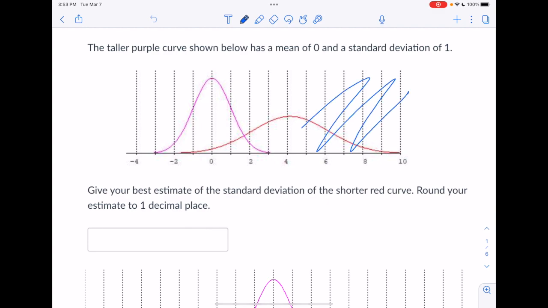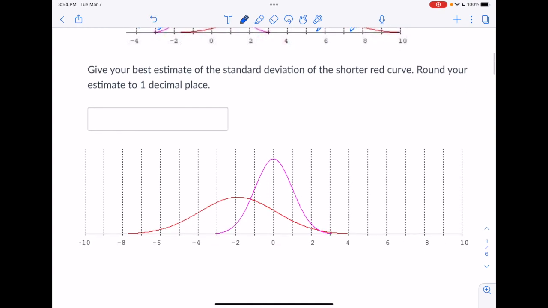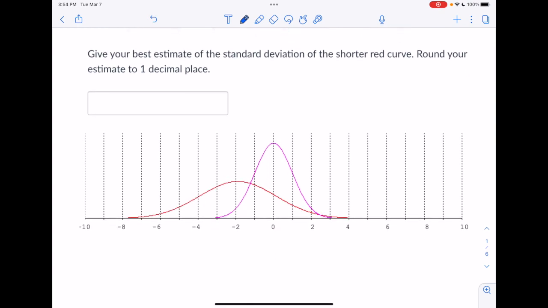So instead of looking at this one, we're going to look at a different one down below and try to do this first with a guess, but then we'll move on to more of an algebraic strategy. Same idea here. The purple curve is the standard normal curve with a mean of 0 and standard deviation of 1, and they want us to figure out the standard deviation of the red curve. Again, it is wider and shorter. Since it looks like it's about half the height, it's probably about twice as wide. So I might come up with an initial guess that sigma is somewhere in the neighborhood of 2.